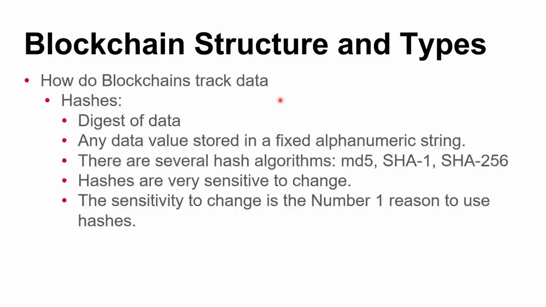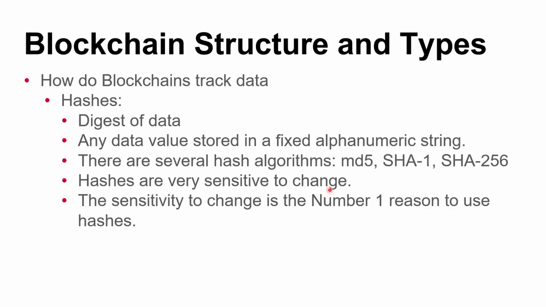So in a blockchain, blockchains track data, and the immutability is supported primarily by hashes. A hash is a digest of data. Any data value stored in an alphanumeric string can be hashed. There are several hash algorithms. These are just some: MD5, SHA-1, SHA-256.